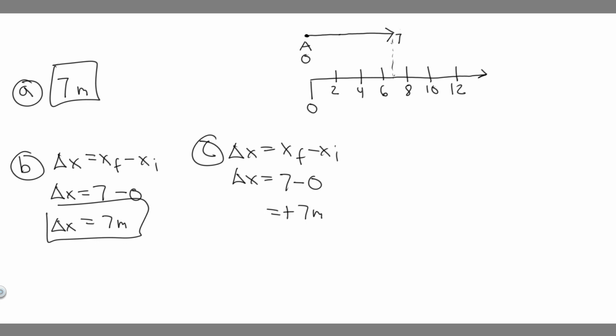But they also want you to put the plus sign, and the reason is that we're not taking the magnitude. So you want to refer to the direction. The plus specifies that it's to the right. So in this case, delta x, the displacement, is plus 7 meters.